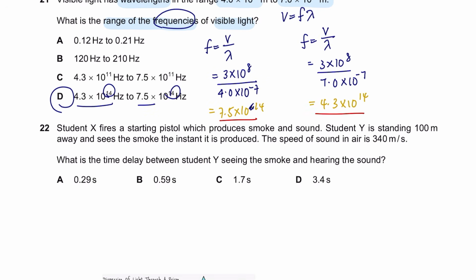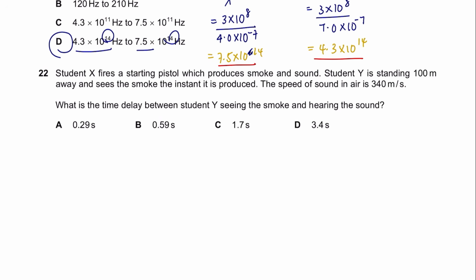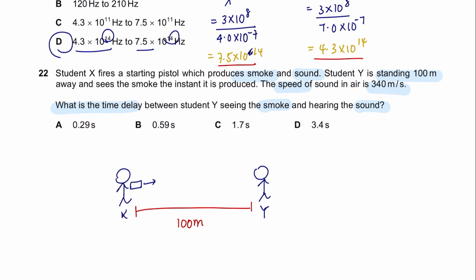Question 22. Student X fires a starting pistol which produces smoke and sound. Student Y is standing 100 meters away and sees the smoke the instant it is produced. The speed of sound is 340 meters per second. What is the time delay between student Y seeing the smoke and hearing the sound? Okay, to answer this question of time delay, I'm just going to do it by unit conversions. We know that the speed of sound is 340 meters per second, but the distance here is only 100 meters.